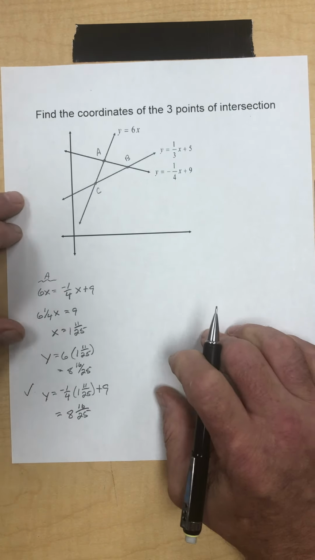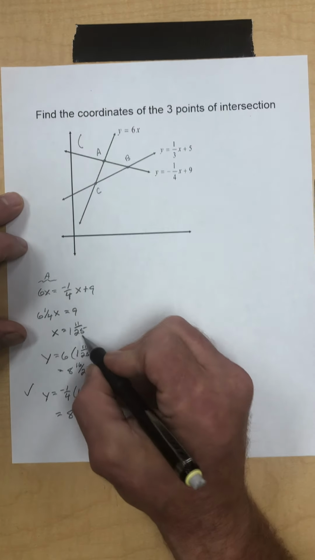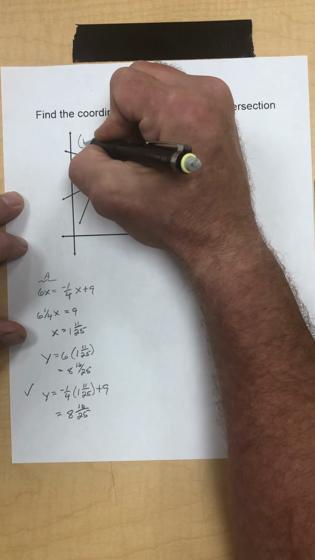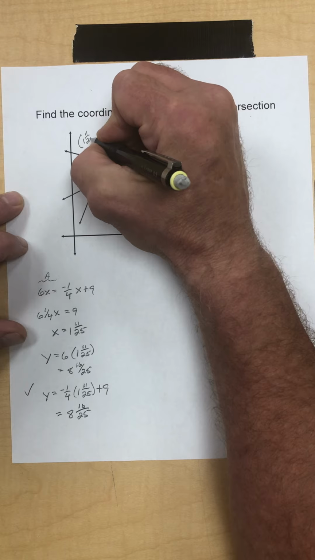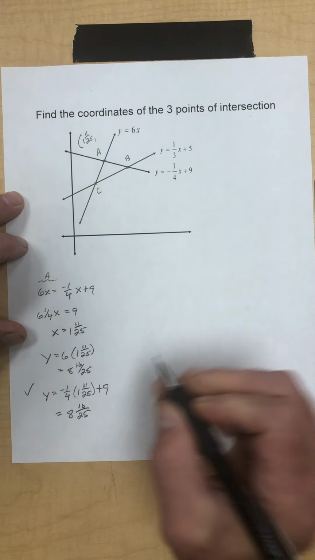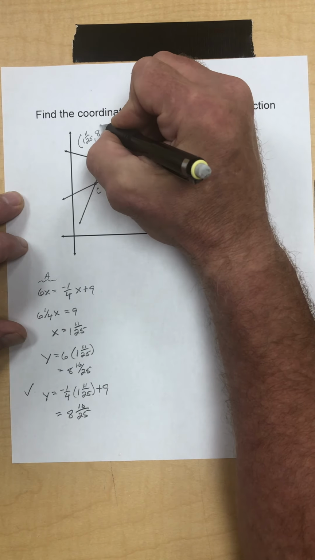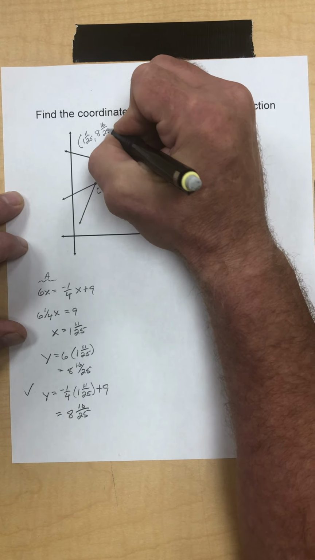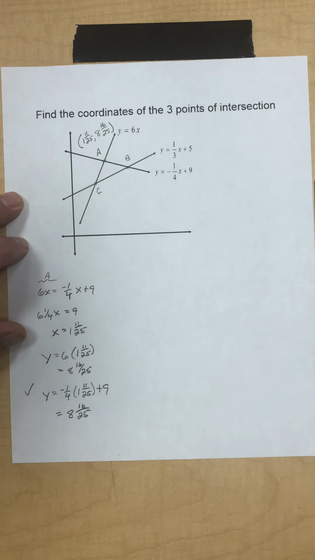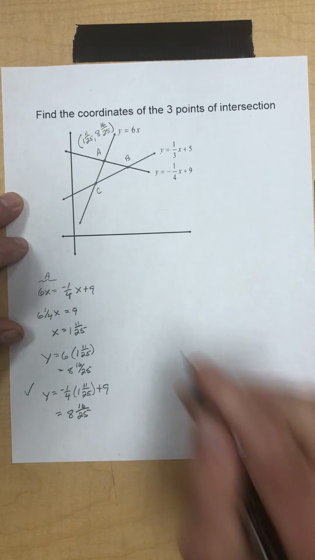So point A happens at 1 and 11/25 and 8 and 16/25. And as usual, if you want to write them as improper fractions, knock yourself out.